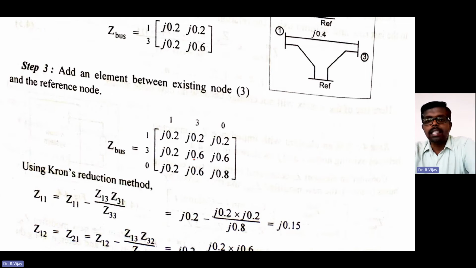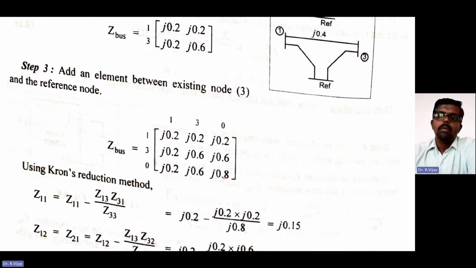So here, whatever the value is there, say for example, 0.6 is there, here also 0.6. So this particular value is nothing but j into 0.6 plus j into 0.2. So this element plus this element, whatever the element between this existing node and the reference node, that is 0.2. So that is nothing but j into 0.8.